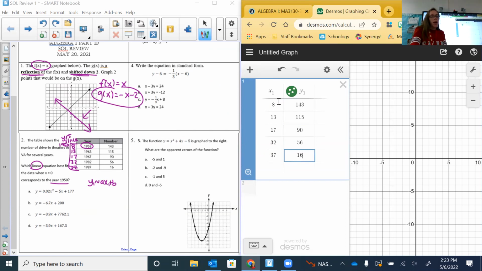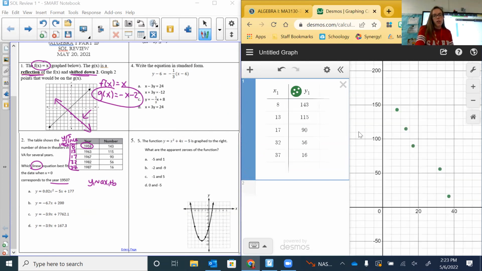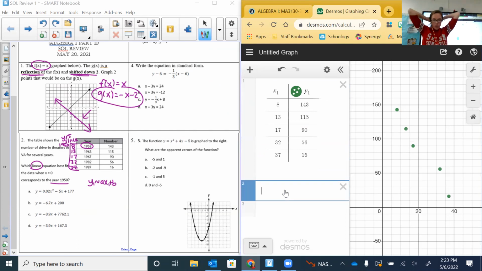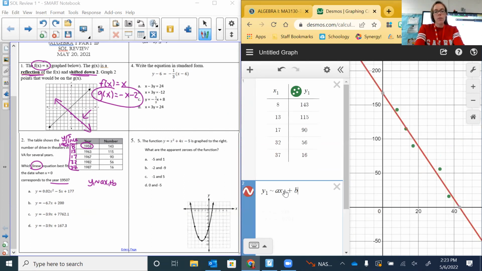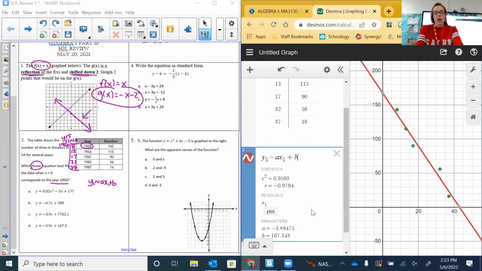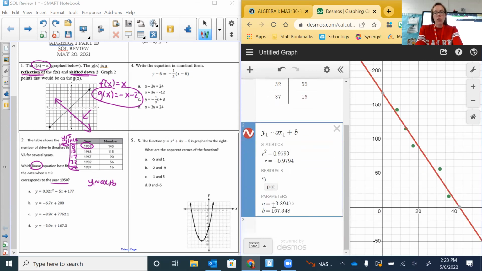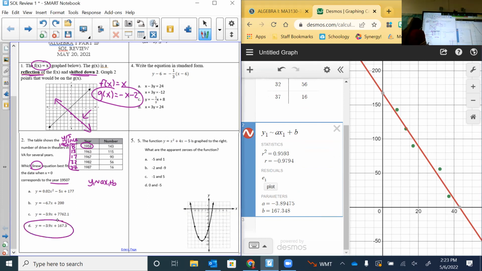All right. Go ahead and hit the little magnifying glass to find your data, and I can see it definitely is going in a line formation. So I'm going to type in the linear equation y1 squiggly a x1 plus b, and that leaves me with an a value of -3.89 and a b value of 167.34. So I can see here that that's going to be D.